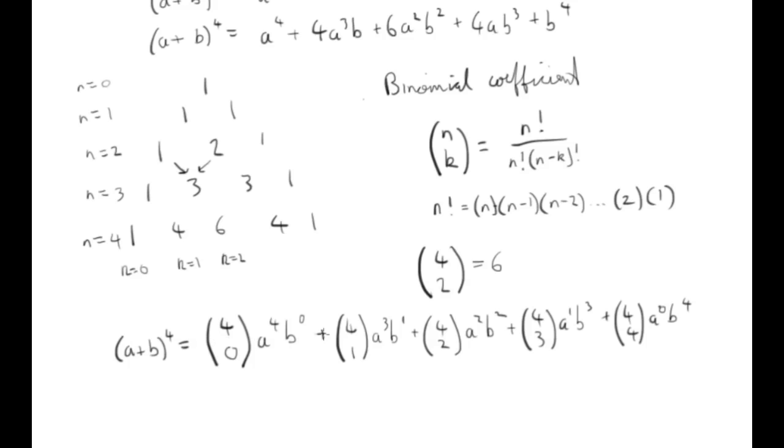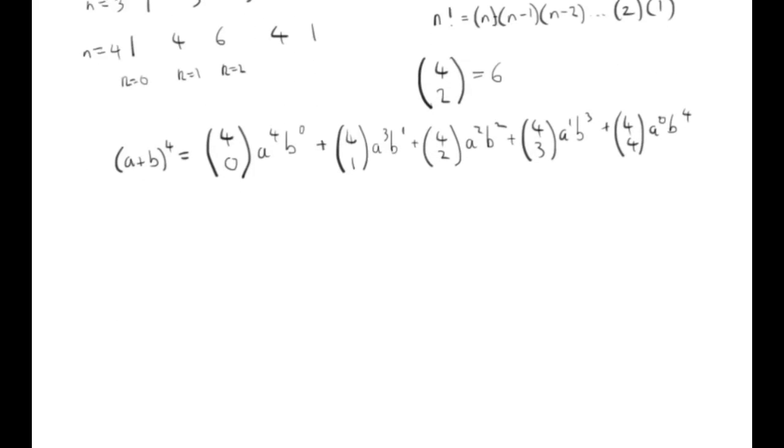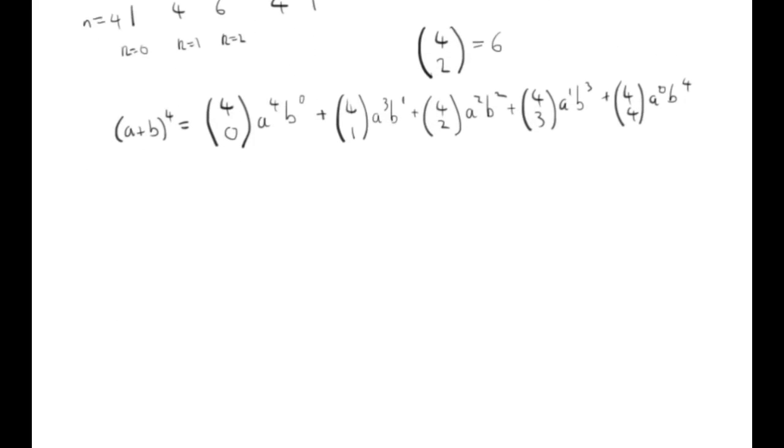Okay, so as you can see, there's a fairly consistent pattern here. On the binomial coefficients, we always have n equals 4, and the k value for the binomial coefficients starts at 0, 1, 2, 3, and 4. And also the powers of a and b follow a pattern.